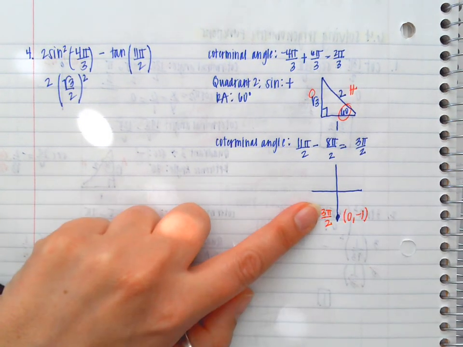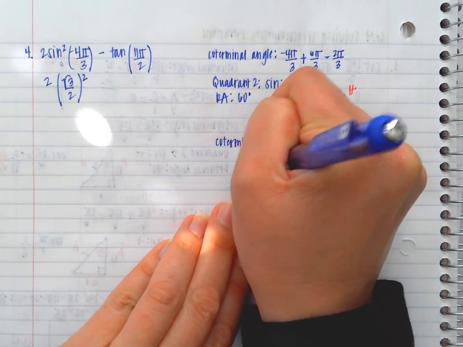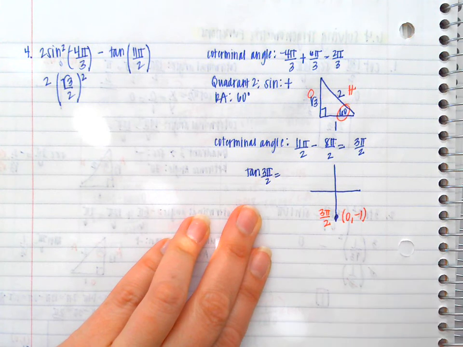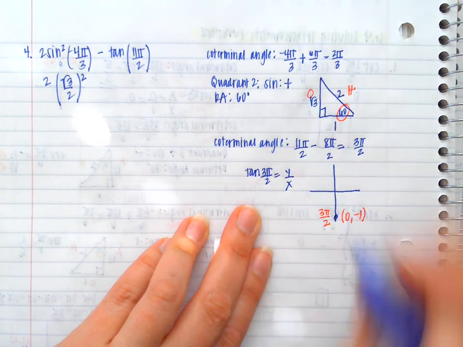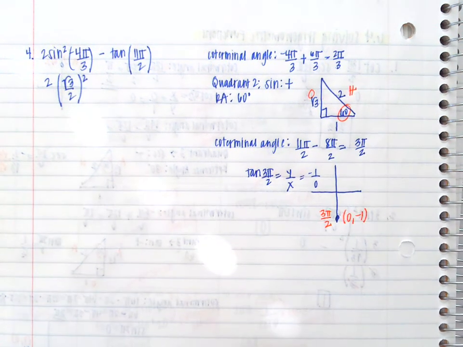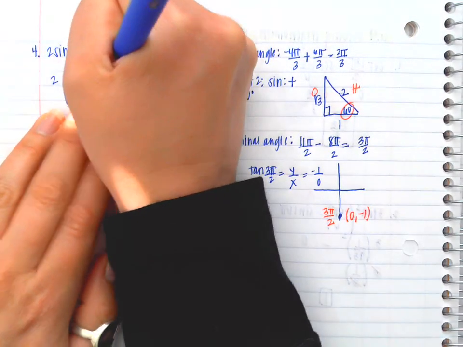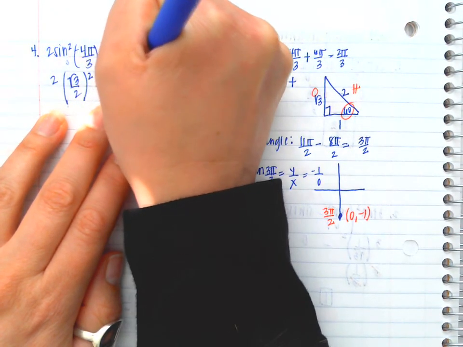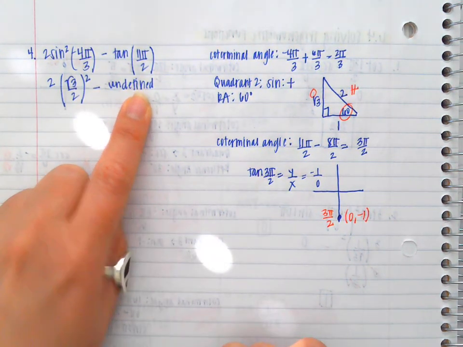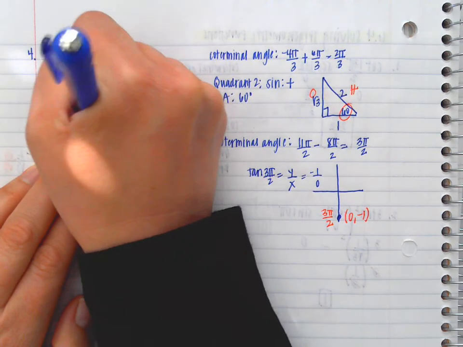And we're looking at tangent. We know tangent is y over x. So negative 1 over 0. Uh-oh. Negative 1 over 0, well, anything over 0 is undefined. So what happens is we're subtracting undefined. Whenever there's an undefined in your problem, then that means the entire thing is undefined. My final answer is undefined.